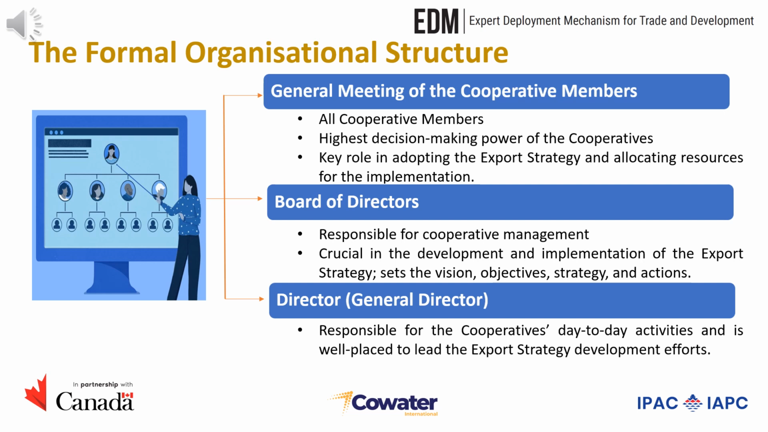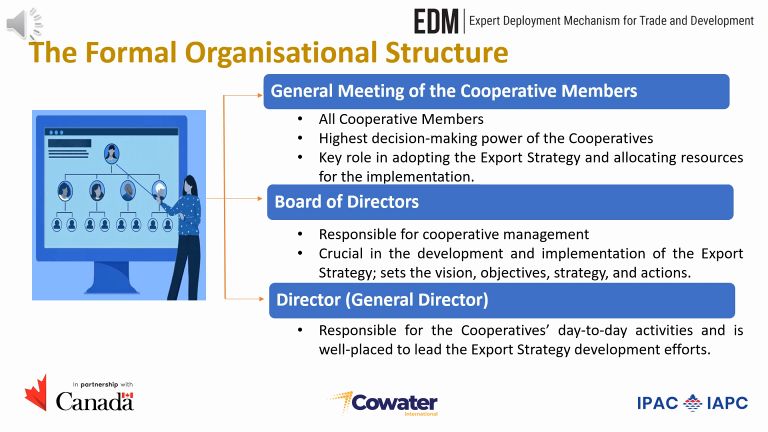Going from the top of the cooperative's hierarchy level, the general meeting of the cooperative members, comprising all cooperative members, has the highest decision-making power of the cooperatives. Therefore, the general meeting of the cooperative members is the key stakeholder in adopting the export strategy and allocating resources for the implementation. Second, the board of directors is responsible for cooperative management and, therefore, is crucial in the development and implementation of the export strategy, including the vision, objectives, strategy, and actions.